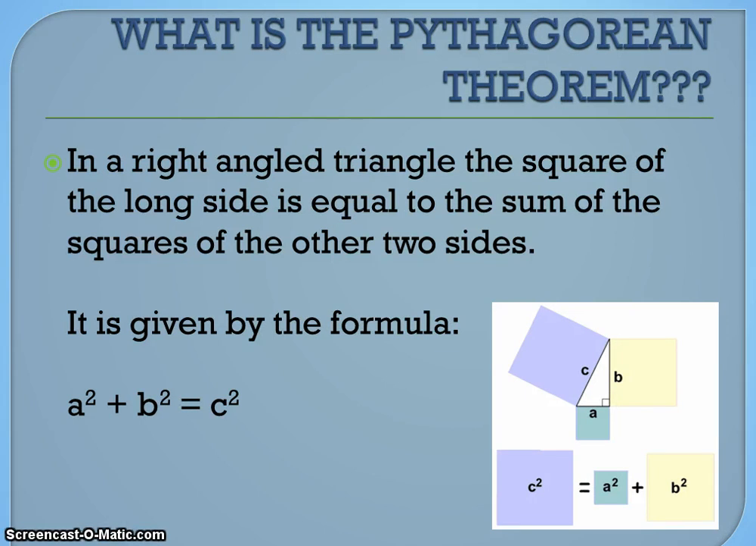Next, what is the Pythagoras theorem? It's a simple theorem which says that a square plus b square equals c square, where c is the hypotenuse in a right angled triangle.